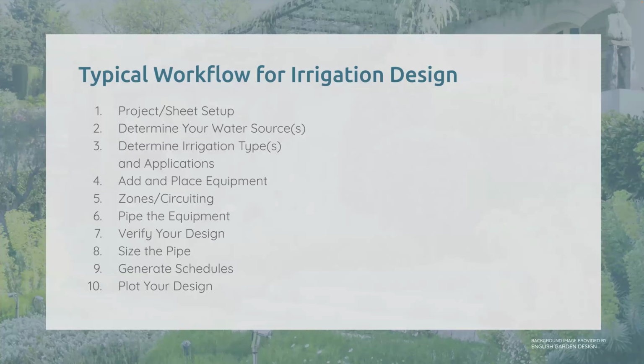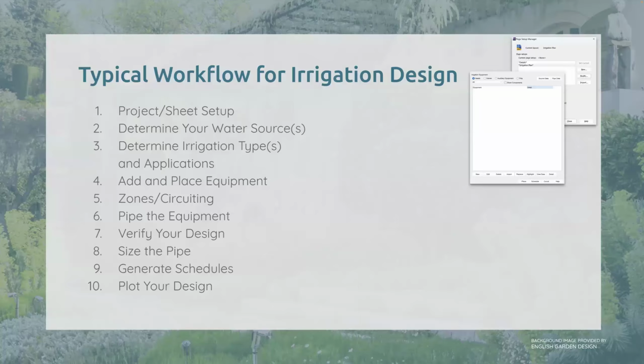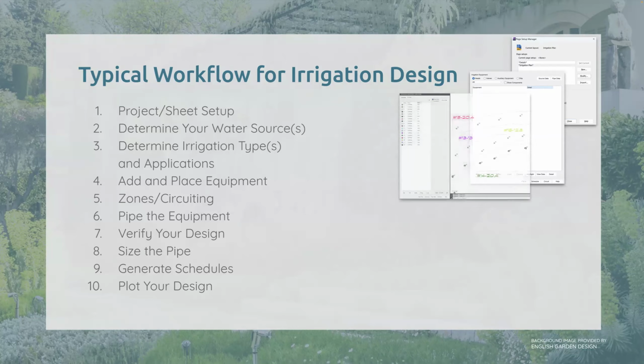So we're going to move in here to a typical workflow for irrigation design. Step one in CAD is going to be your project and sheet setup: gathering your information, making your sheet setup, setting up your project. This is all stuff that we're going to cover a little bit later as well, but that's usually step one. Then we're going to be determining your water source or sources, and determining your irrigation types and applications. Again, that's going back to what heads you're using, or drip, or what types of valves and those types of things. And then you're going to start placing them into the drawing itself.